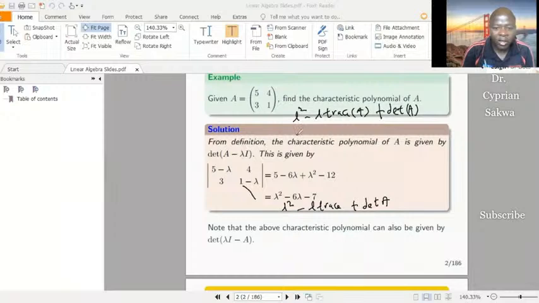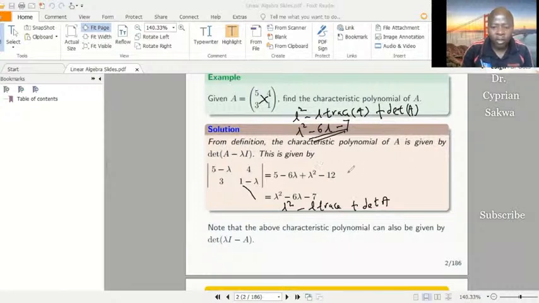So what I then have is lambda square minus 6 lambda. The trace of A is 6 times this lambda, here minus 6 lambda. Then the determinant of this matrix is 5 minus 12, this product minus this product. So it's 5 minus 12, which is negative 7. So you can see this is a very easy way of getting the characteristic polynomial. So if you know this method, it becomes very easy.